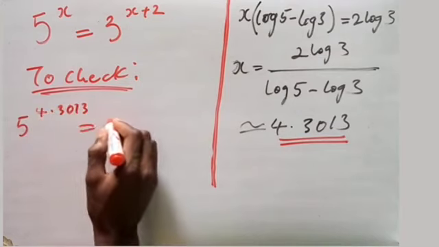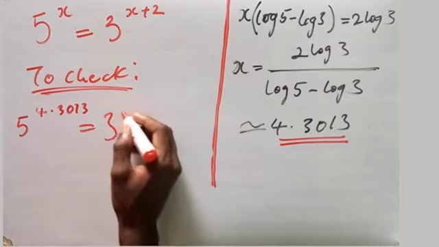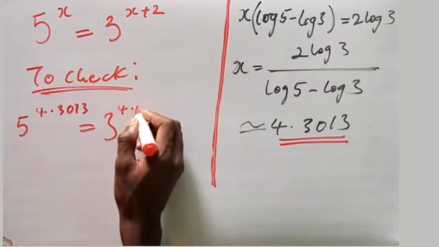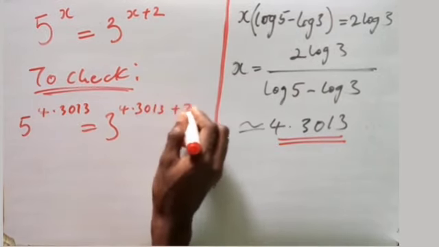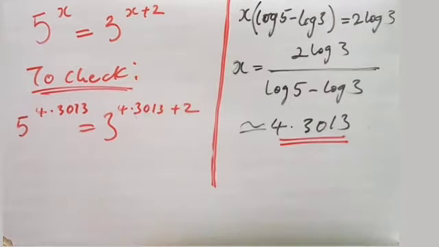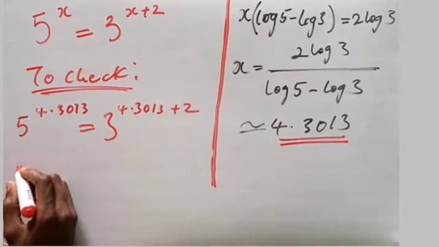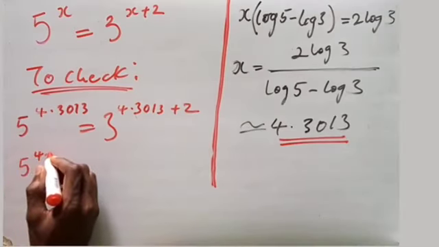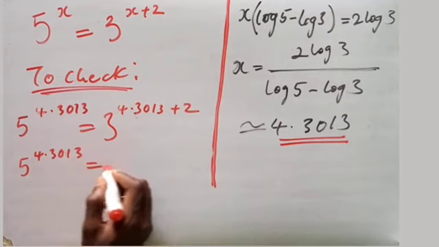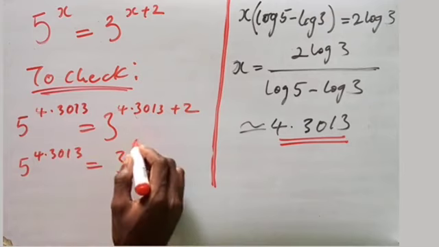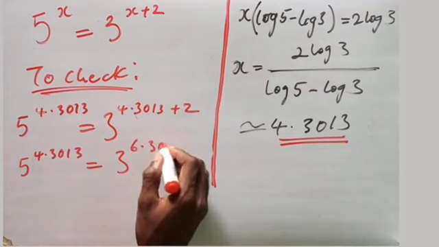5 raised to power 4.3013 equals 3 raised to power x plus 2, which is 4.3013 plus 2. And this is 5 raised to power 4.3013 equals 3 raised to power 6.3013.